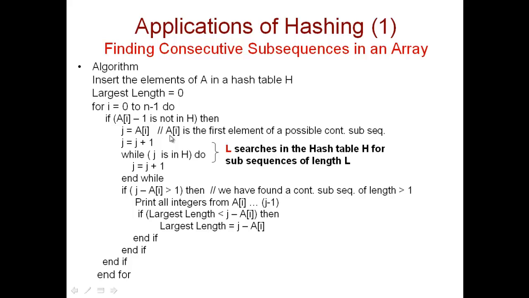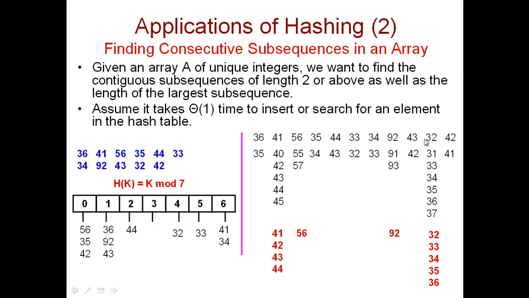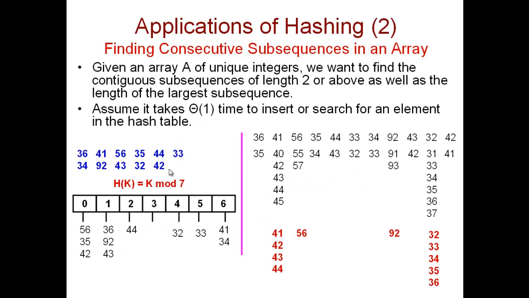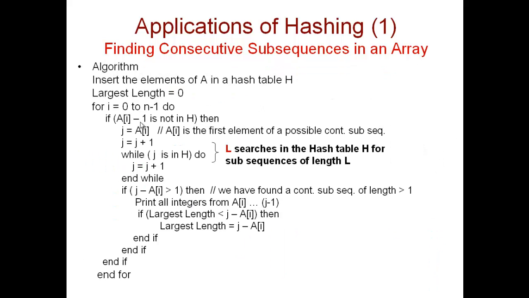So a of I minus 1, 34 is in the hash table. So we don't do anything with that. So keep doing like that for all the subsequences. So in the case of 32, 32 minus 1 is not there. So we get inside the loop and set j to be 32. Then j equals j plus 1. So j is 33. Check if 33 is in the hash table. Yes. Then 34, 35, 36, then 37. It's not in the hash table. So you come out of the j loop.